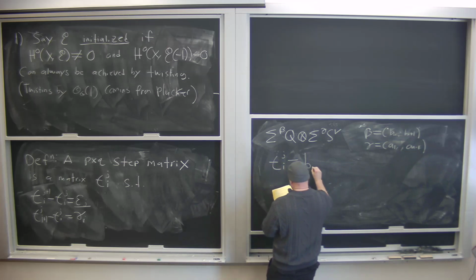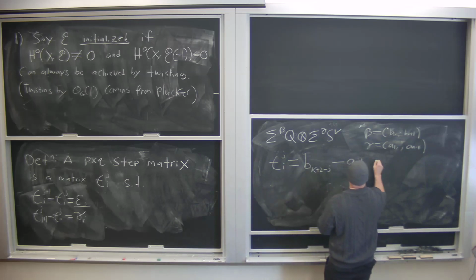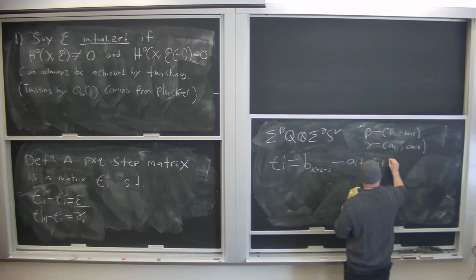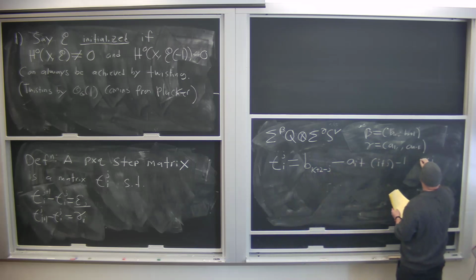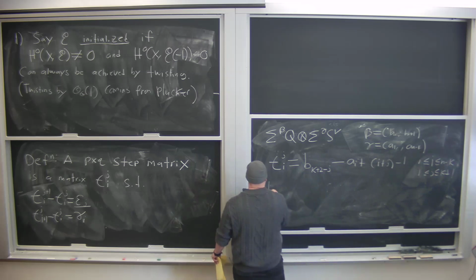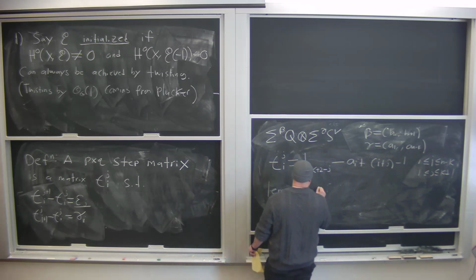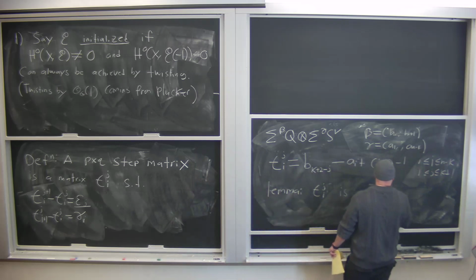So it's going to be B_{K+2-J} minus A_I plus I plus J minus 1. So now this is I between 1 and N minus K, J between 1 and K plus 1. And so then maybe the lemma: T_{JI} is a step matrix.